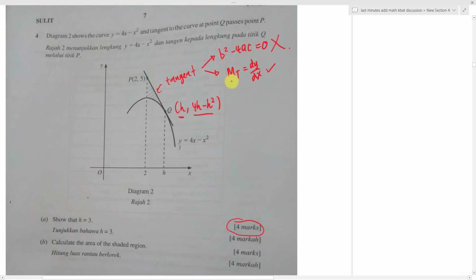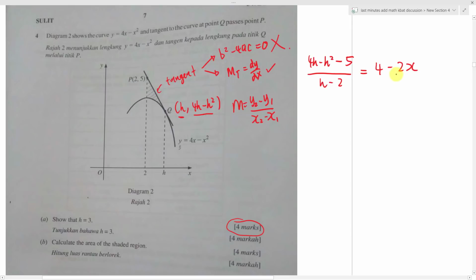So how do we get the gradient of tangent? We have 2 coordinates, and we know the gradient formula, which is just y2 minus y1 over x2 minus x1. So over here, maybe I start with h. So 4h minus h squared minus 5 over x2 minus x1, so h minus 2, will equal my dy/dx. My dy/dx, if I differentiate carefully, should be 4 minus 2x.